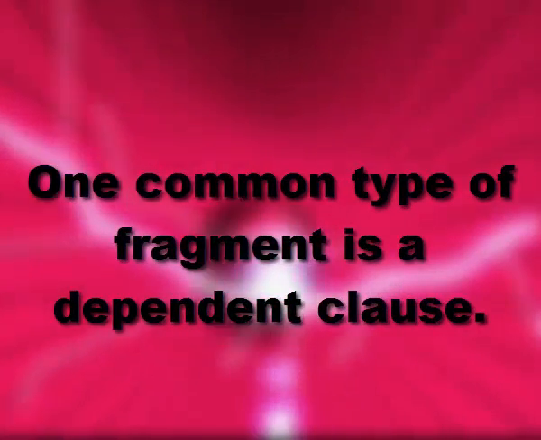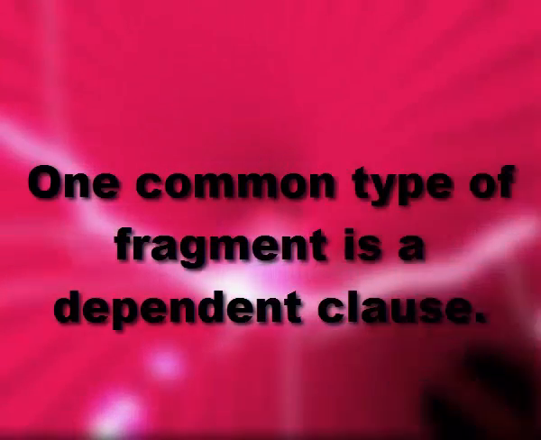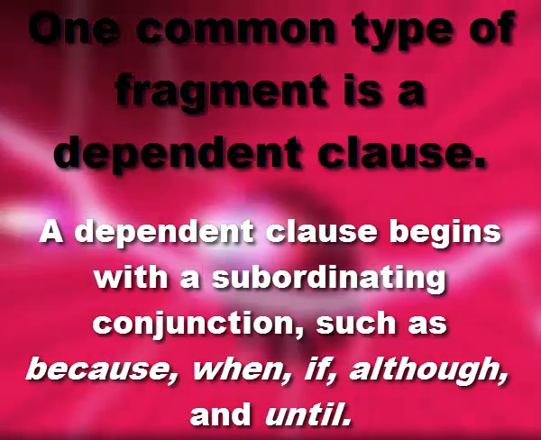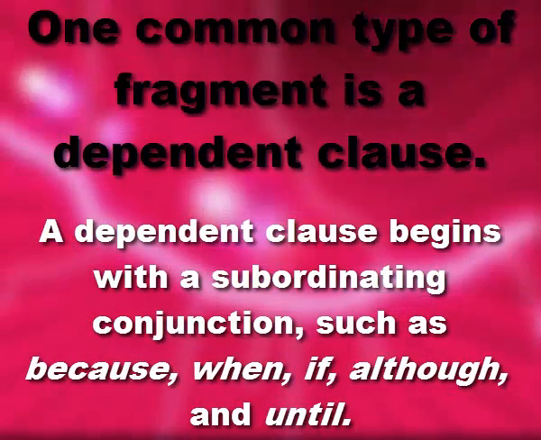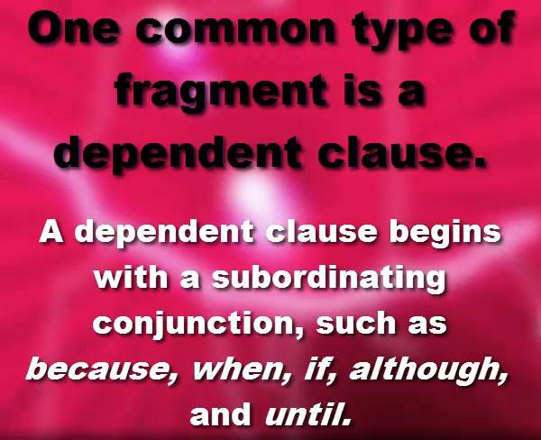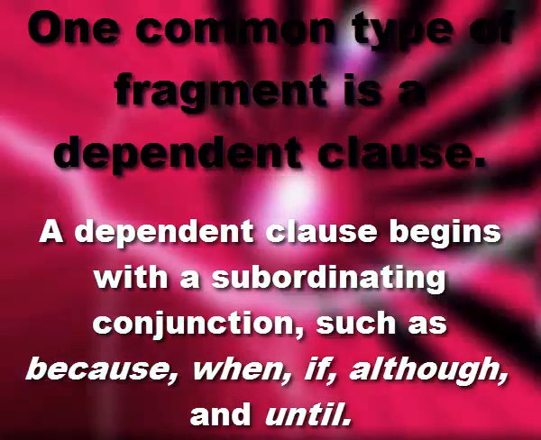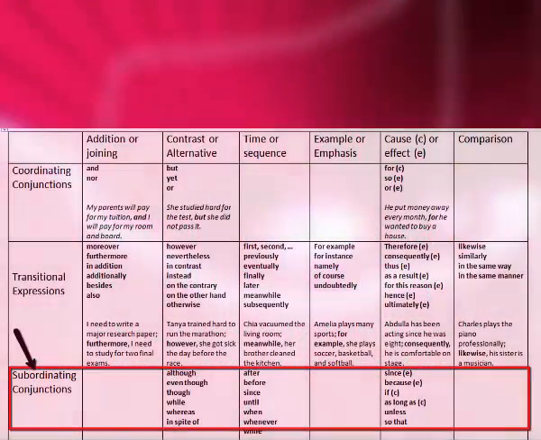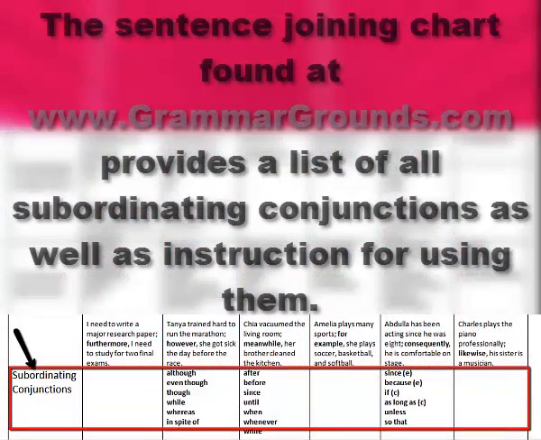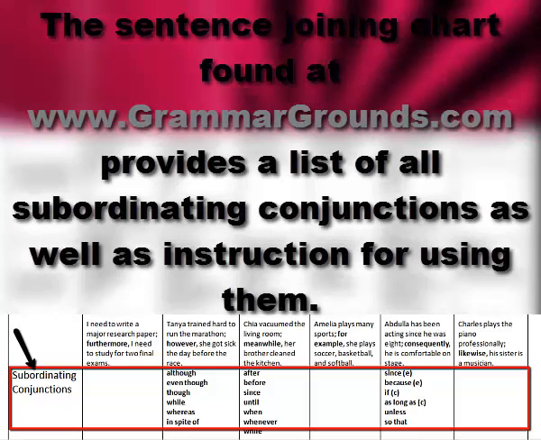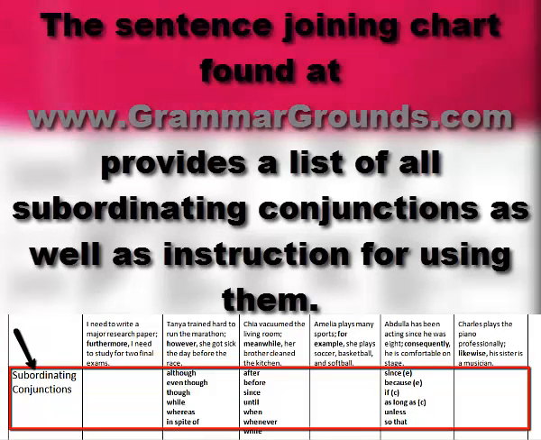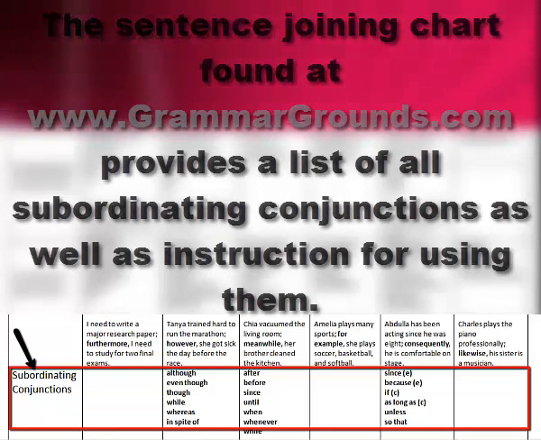One common type of fragment is a dependent clause. A dependent clause begins with a subordinating conjunction such as because, when, if, although, and until. The sentence joining chart found at www.grammargrounds.com provides a list of all subordinating conjunctions as well as instruction for using them.